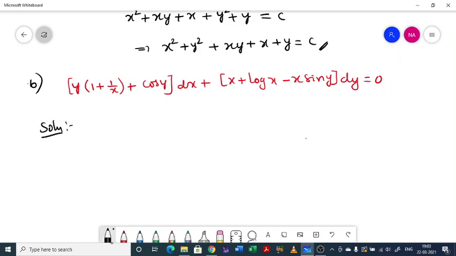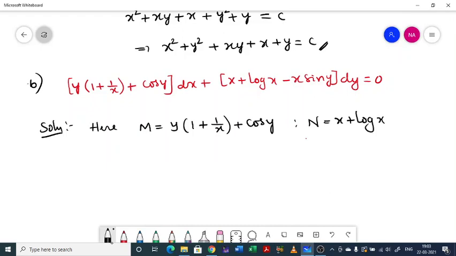Since we need to solve more problems, I am not going to rewrite this statement again. Directly I will identify M and N. So here M = y(1 + 1/x) + cos y, N = x + log x − x sin y.